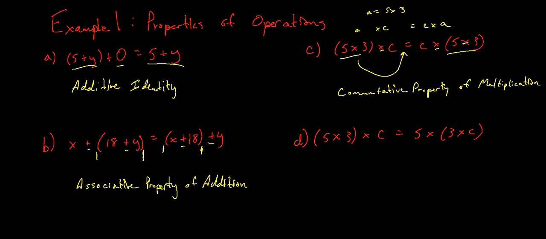With part D, we start on the left-hand side with the same thing. (5 × 3) × C = 5 × (3 × C), with 3 × C in the parentheses. So in this case, the parentheses moved from 5 × 3 to 3 × C, but the order remains the same. The order remains the same, the parentheses move, and that is again the associative property. But in this case, instead of it being addition, we're looking at multiplication.